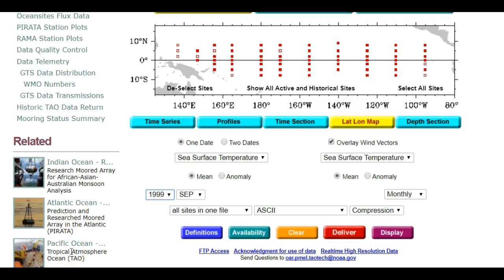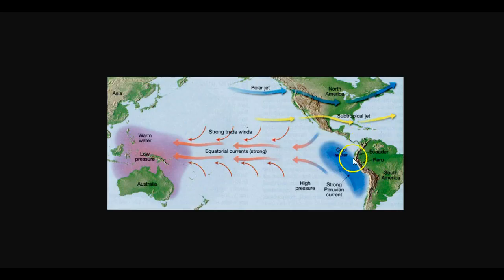Alright, so this is a quick look at how to get your data for the ENSO chart. What you're looking at here is the TAO buoy array. What I didn't do a good job of explaining the first time is that over here is Australia and over here is Peru. So what we're looking at is this section right here, right along the equator.